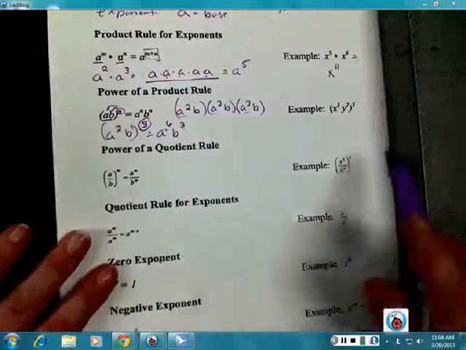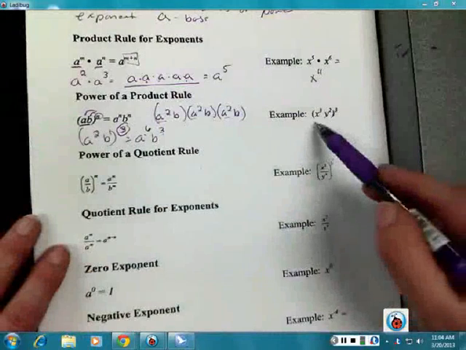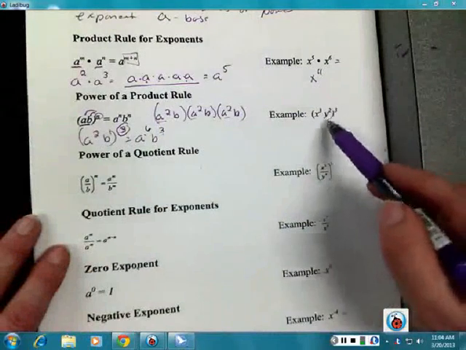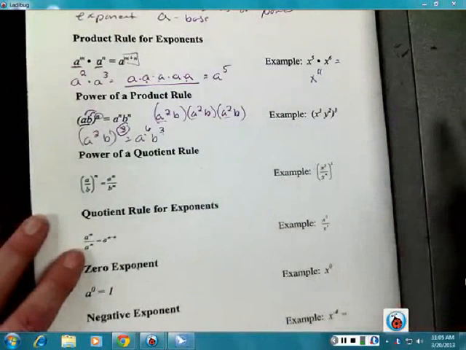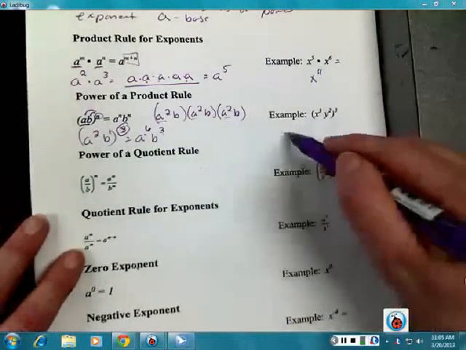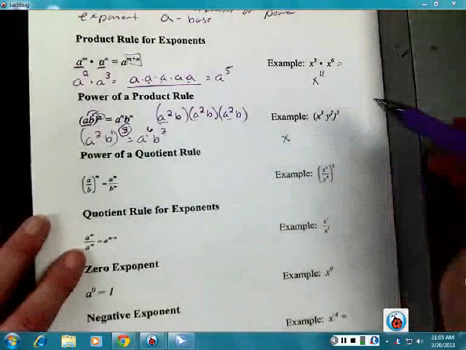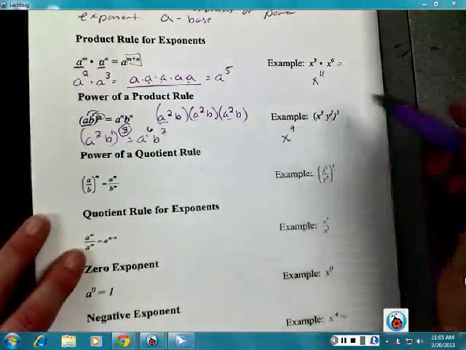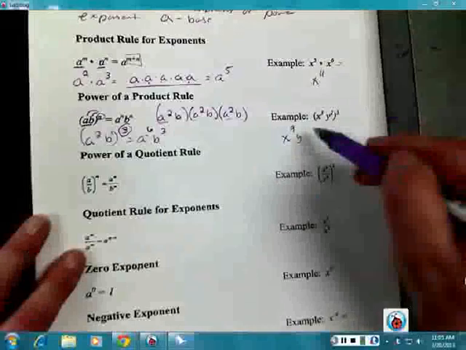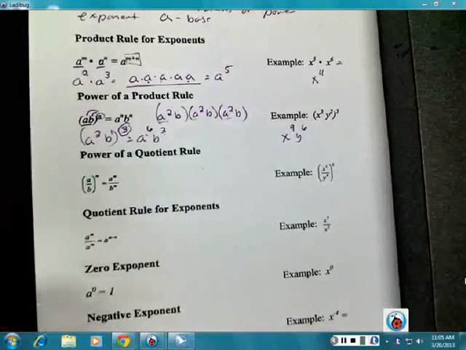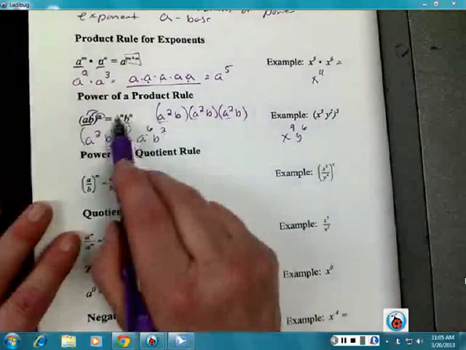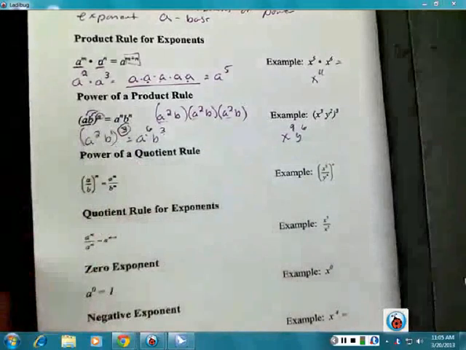So the example is x to the third, y to the second, and all of that inside of that quantity there is cubed. So what would my answer be? X to the 9th, y to the 6th. So you just basically distribute entire. Yep, you distribute and you multiply with that one. So it's just kind of giving that exponent on the outside to everybody that's on the inside.